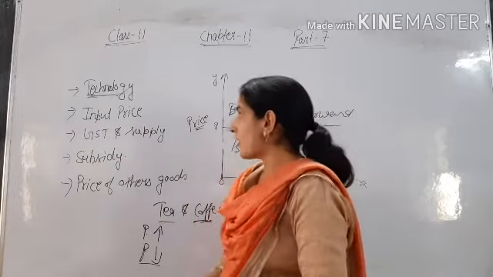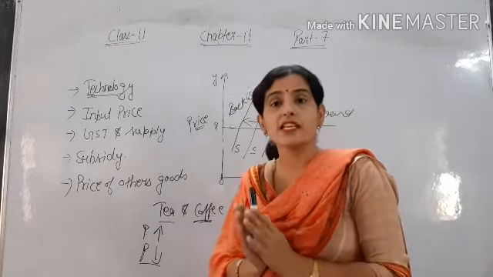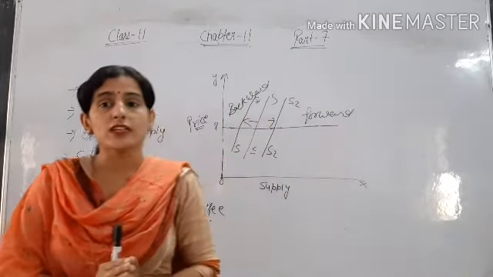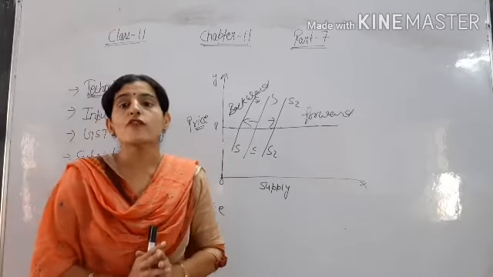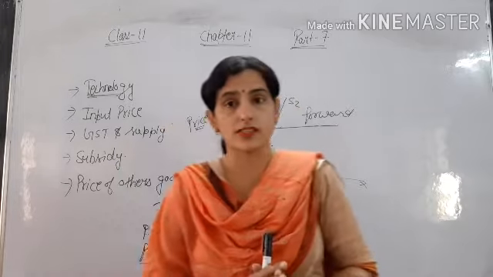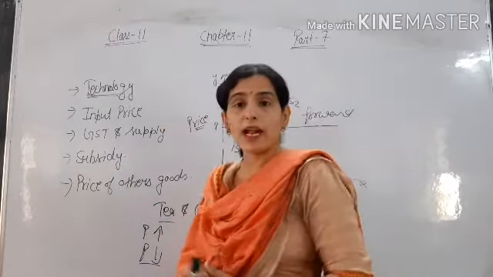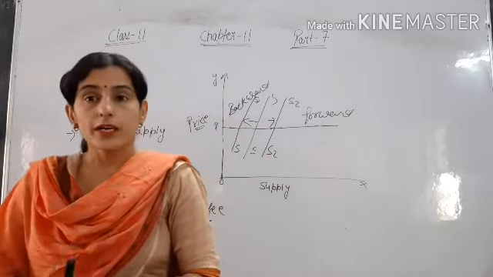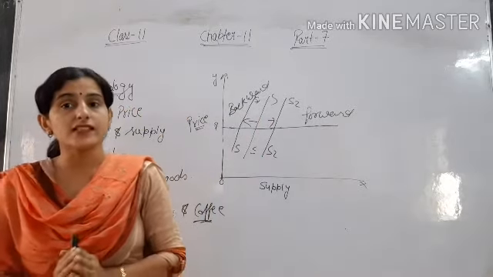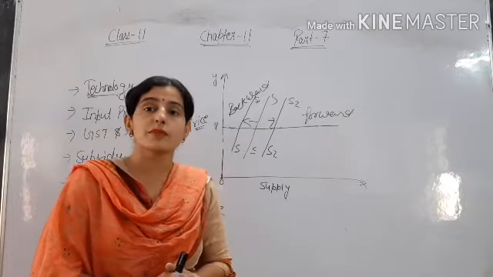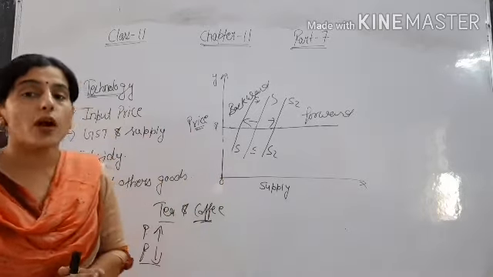In other effects, we have discussed technology, that is, what is the effect of technology on the supply curve. Due to improvement in technology, there is a low cost of factors of production. Low cost of production means more supply of goods. Then input price: if input prices are high, it means there is a high cost of production. High cost of production means less supply of a commodity.